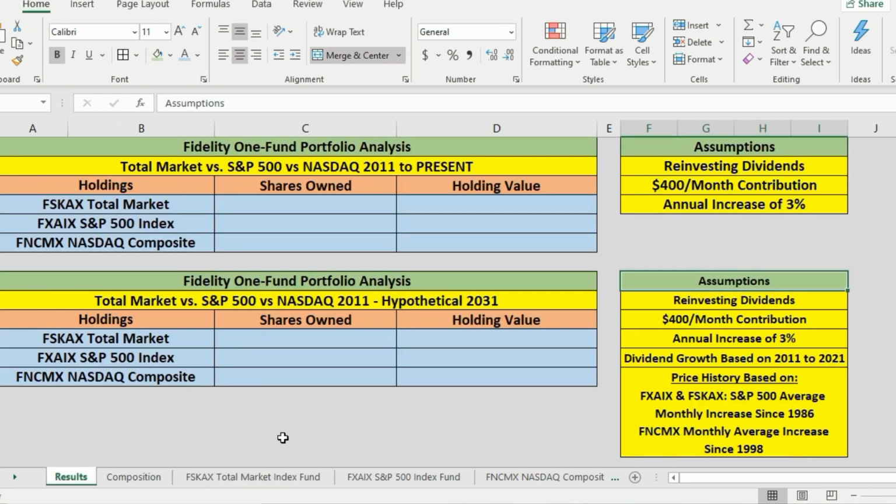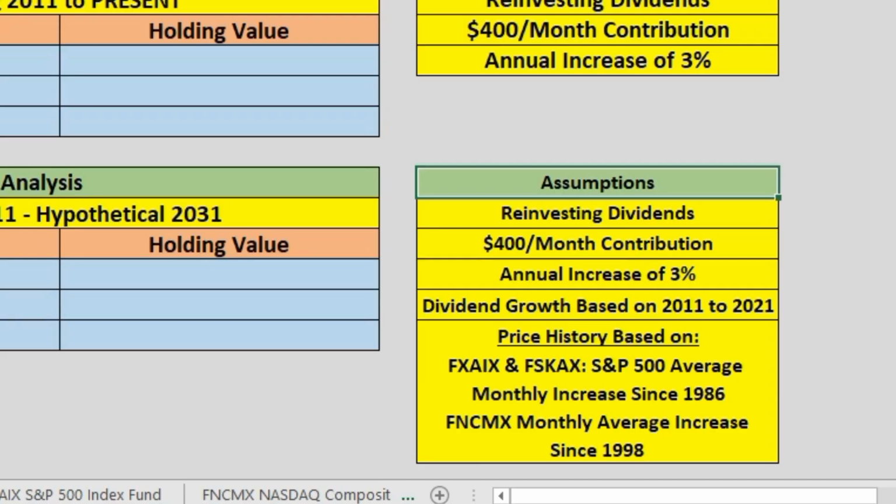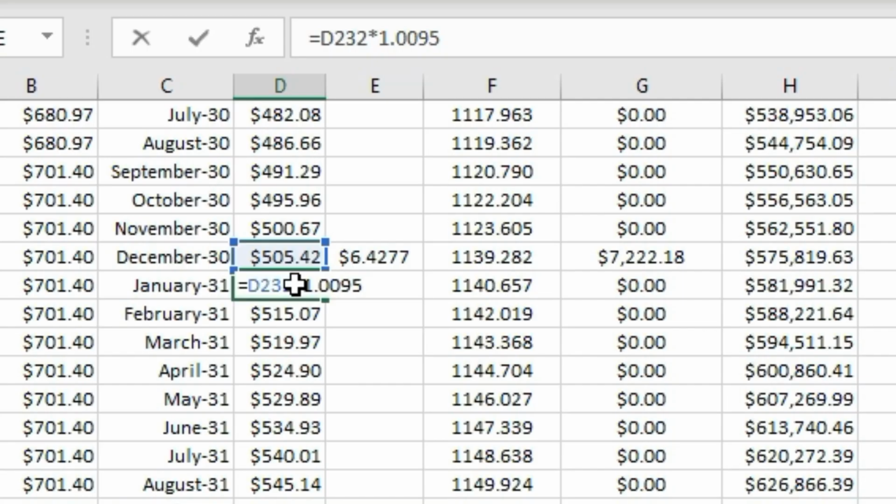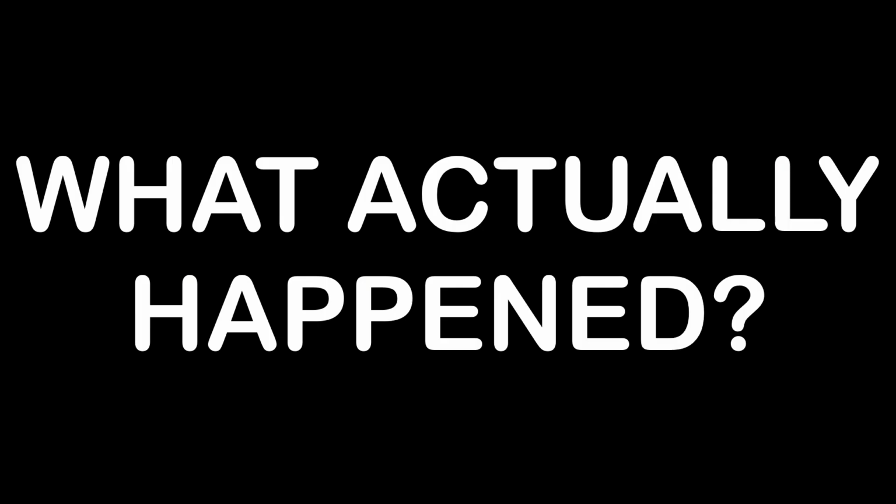And then for the Nasdaq Composite Index, we were able to go back as far as 1998 to the actual index, and we took an average of the monthly price changes every month since 1998, and that resulted in an average monthly increase of 0.0095 or 0.95%. Okay, so what actually happened during those 10 years?